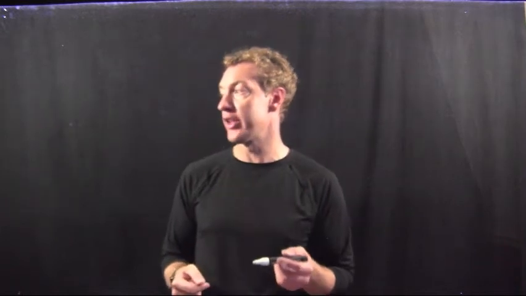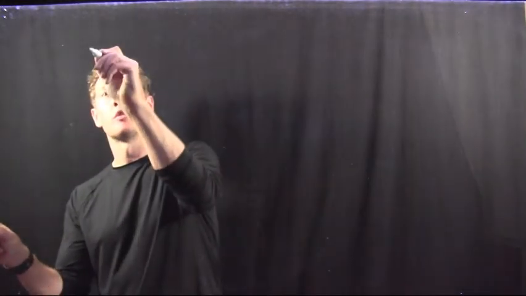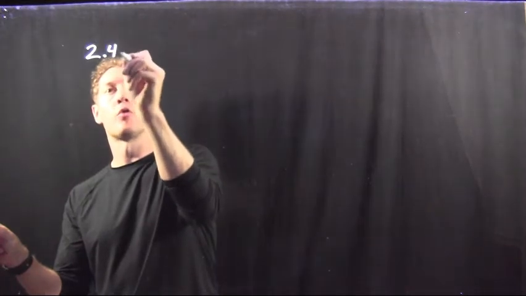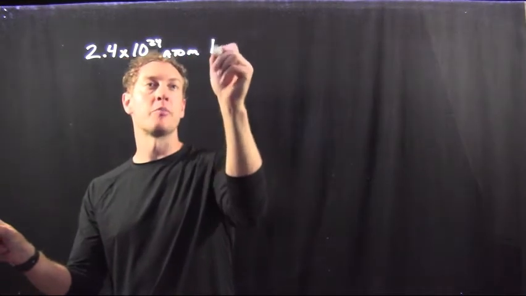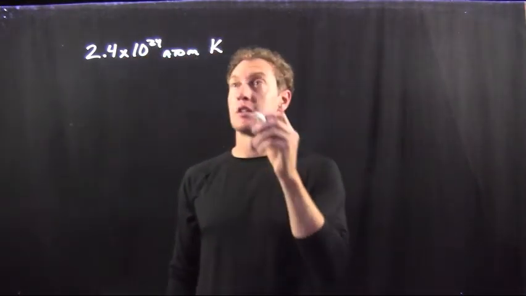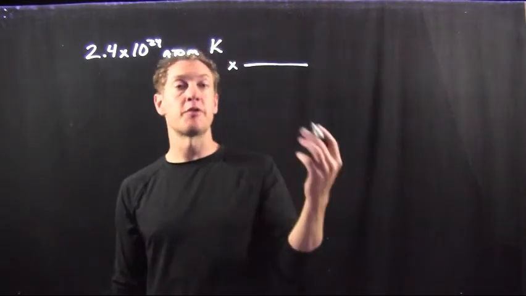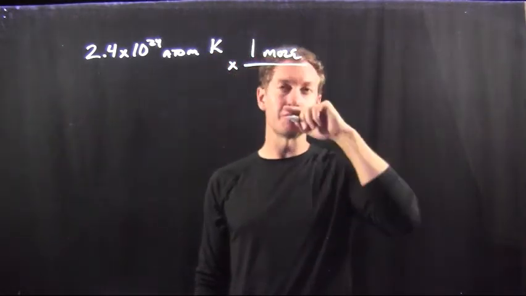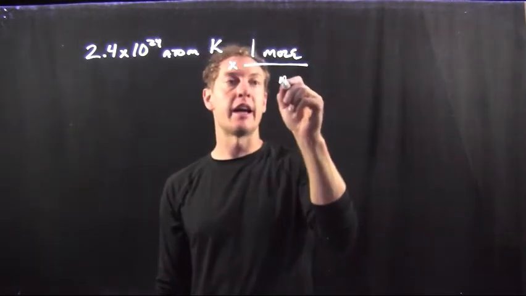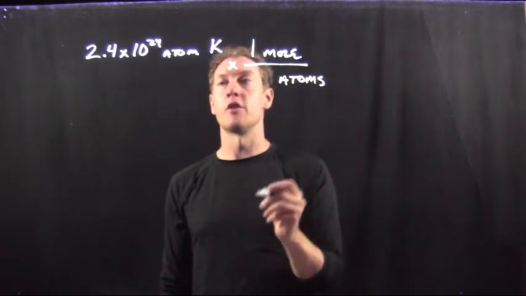All right, a little bit of converting with the definition of a mole. It asks us, how many moles would you have of potassium if you have 2.4 times 10 to the 24th atoms of potassium? 2.4 times 10 to the 24th atoms of potassium times, it asks me for moles. That's what I'm looking for, moles. It would go on top. And atoms would need to go on the bottom.